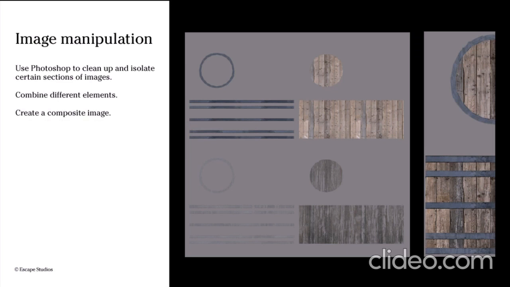More often than not, you just won't be able to find that perfect image to make the texture you want. The answer is clever use of Photoshop to clean up and isolate certain sections of your images. Combining different elements of photographs to create a composite image for use as a texture is your goal.